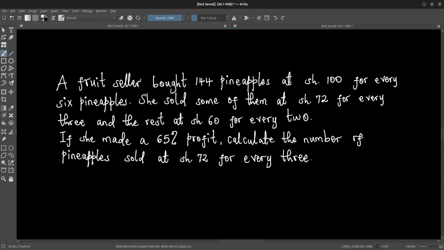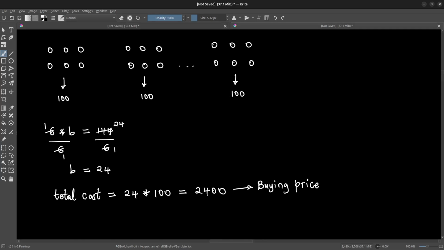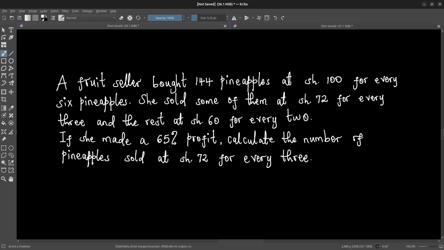Okay, go back to the question. She sold some of them at 72 shillings for every 3 and the rest at 60 shillings for every 2. Ignore that. Come to the last statement. We are being told she made a 65% profit. So remember, we have the buying price and then now we are being told she made a 65% profit.